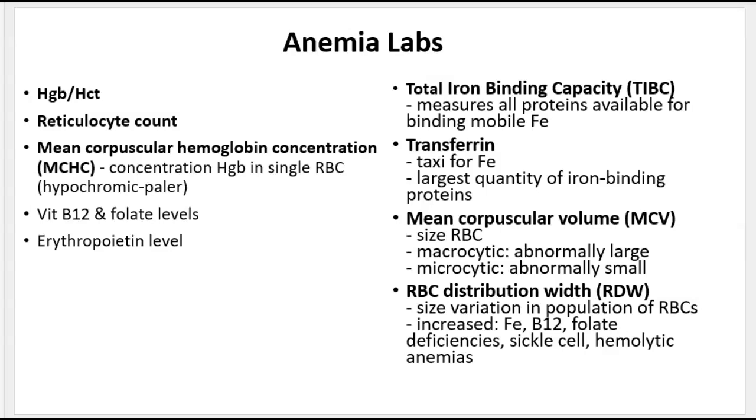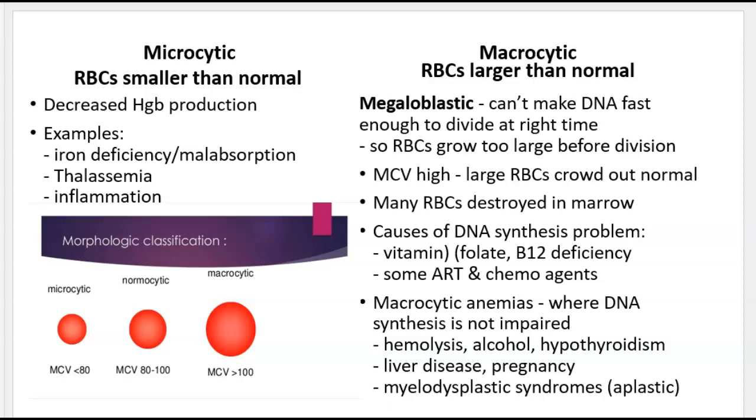Then mean corpuscular volume, MCV, basically tells us the size of the red blood cell, whether they're too big or too small. And then RDW is also another measurement of size. So when we compare if something is a microcytic anemia or a macrocytic anemia, we're basically looking, is the cell smaller than normal or larger than normal? And smaller than normal, you'll see, especially some of our dietary iron deficiency anemias, thalassemia, anemia of chronic disease.